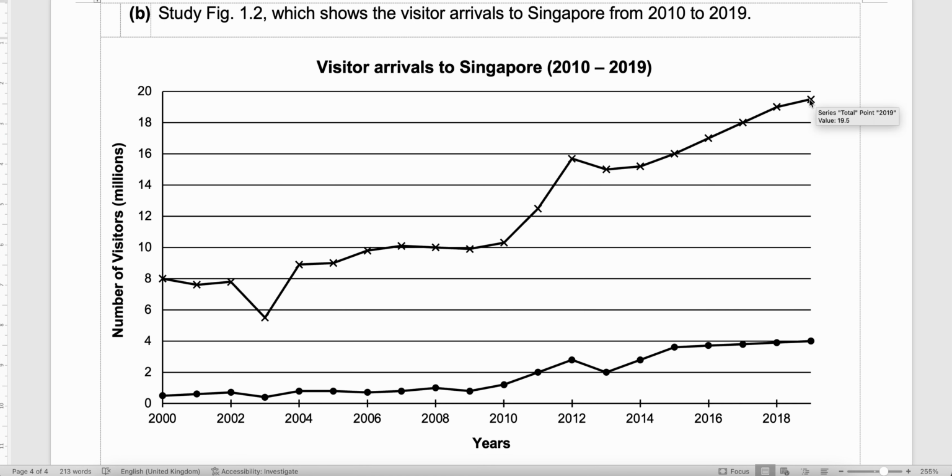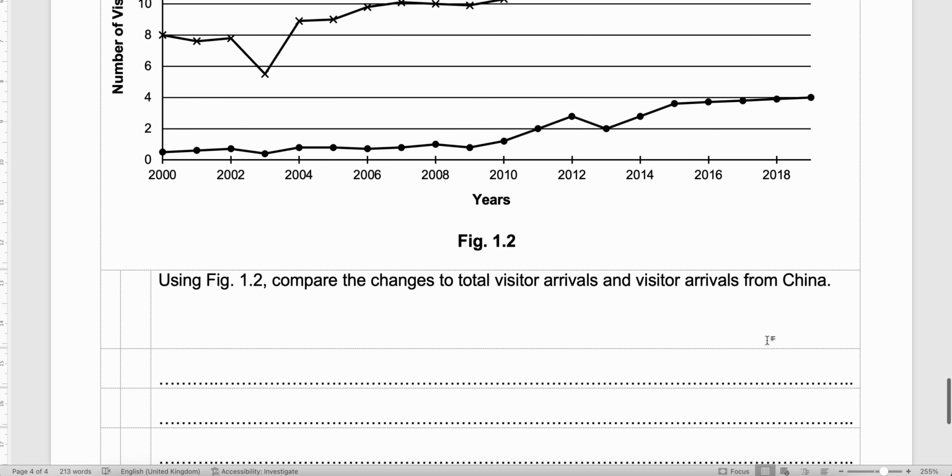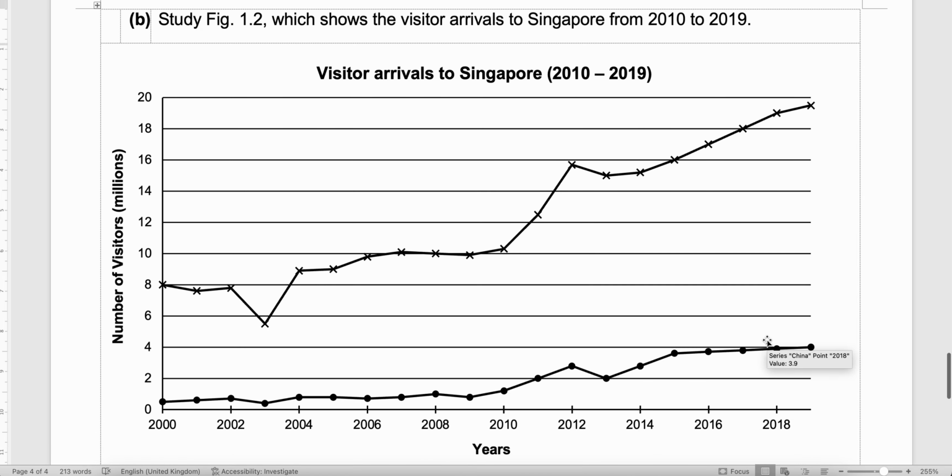Okay, so the top line, the one with the cross, is actually your total visitor arrival, and the one that is using dots to mark out the value, to mark out the graph, is the visitor arrivals from China. Okay, so total, and then the one at the bottom is China. Okay, so I mean you can also deduce common sense, right? Because total visitor arrival will include those from China anyway, so it should be higher. It's China plus other countries. Okay, so the higher one should be the total.